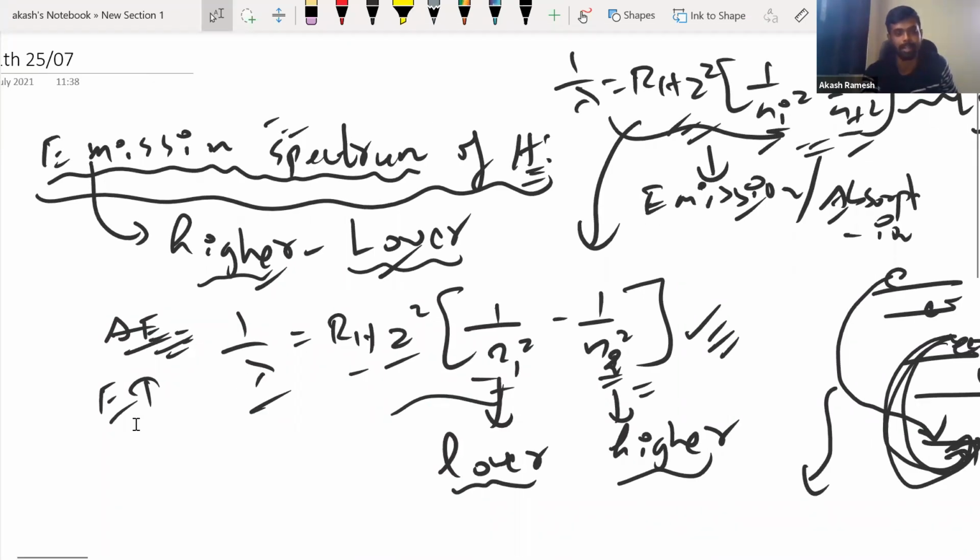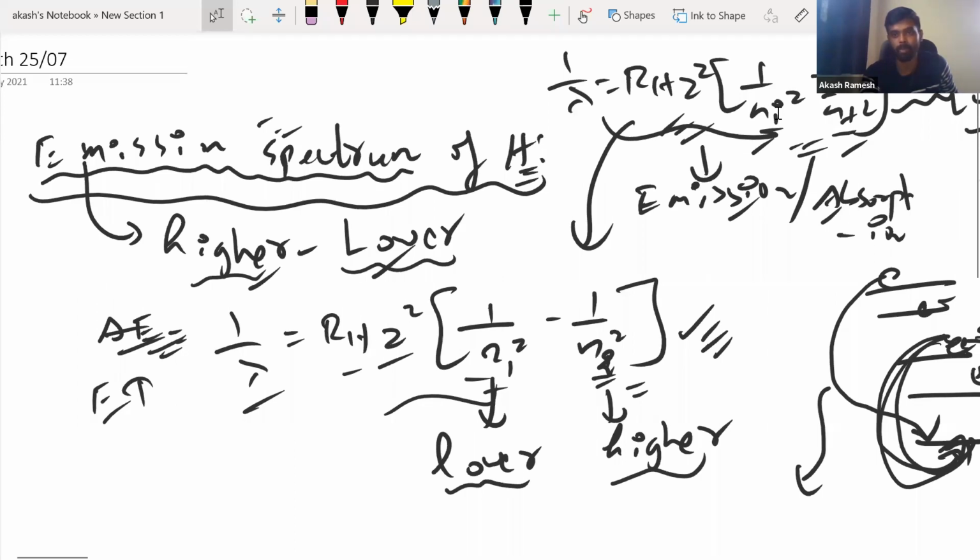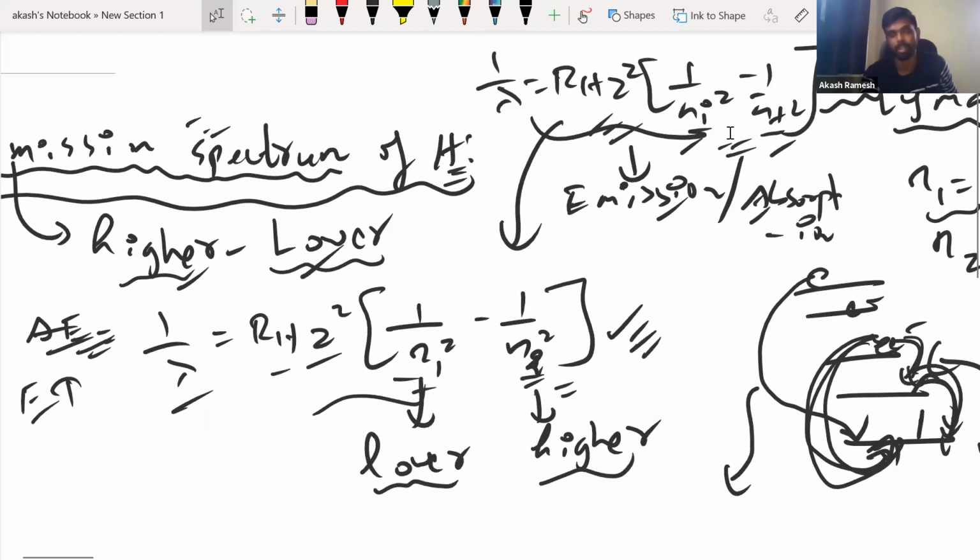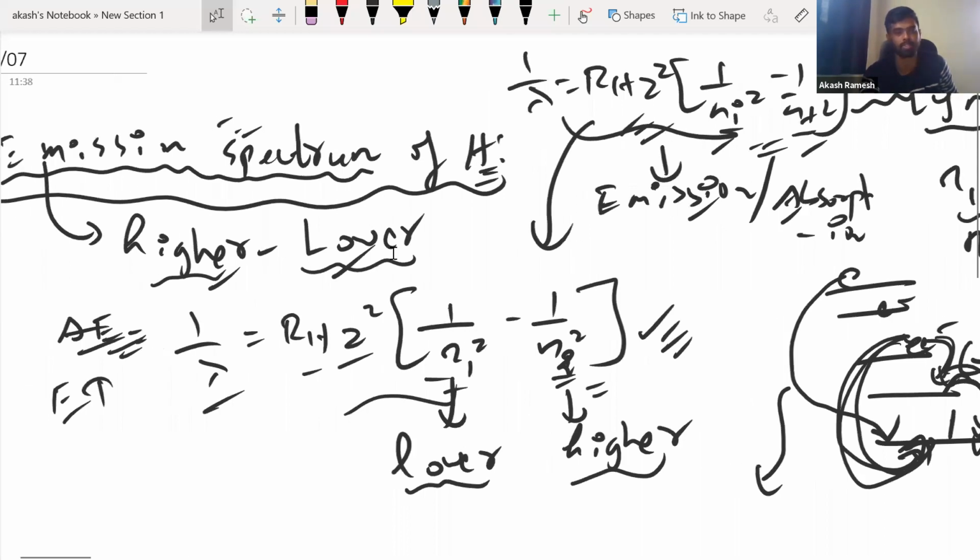Transition energy ΔE is equal to R_H Z squared into 1 by n_i squared minus 1 by n_f squared, initial to final, right? That can be for both absorption or emission. But for emission, when the electron comes from a higher level to a lower level, we write n1 squared and n2 squared. Here n1 is the lower orbit, where the electron comes to, and n2 is the higher orbit. The transition is from higher level to lower level.